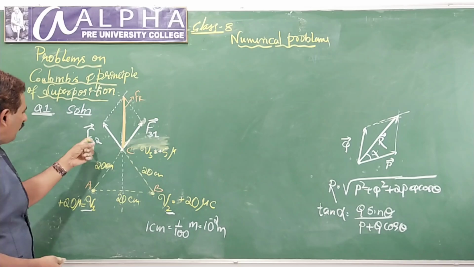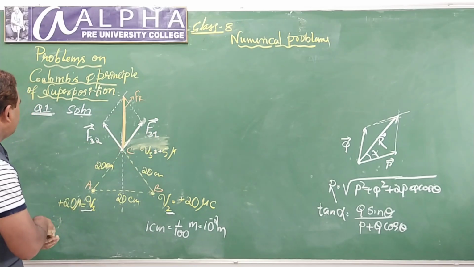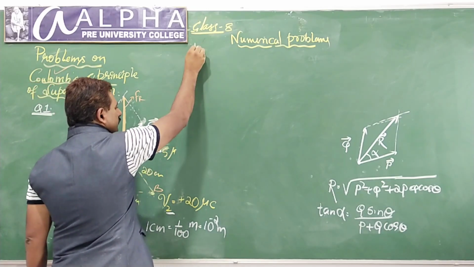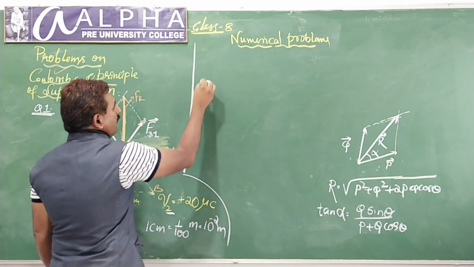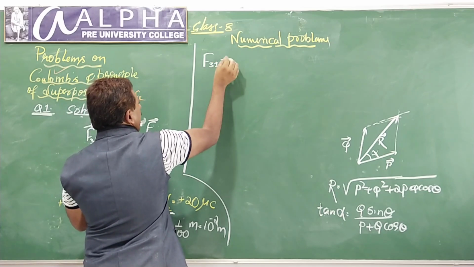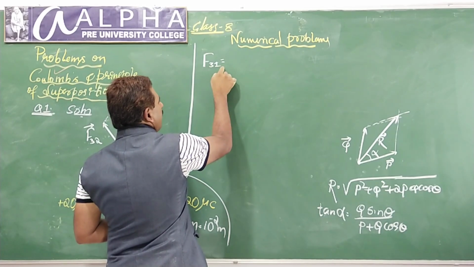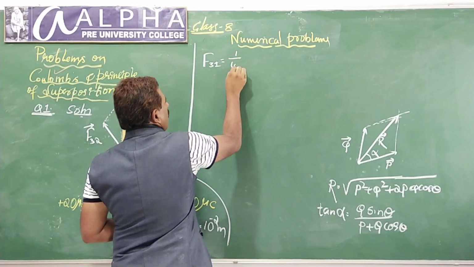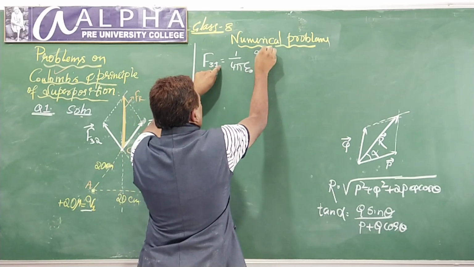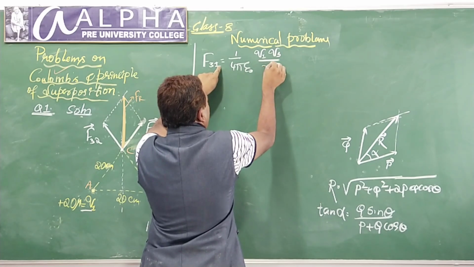Now first of all, how do you find the values of F31 and F32? F31 and F32 are found by using Coulomb's law. What is Coulomb's law? You know how to write Coulomb's law? F31. Again and again I am telling you, what is F31? Force on 3 by 1. What is the relation? 1 over 4 pi epsilon 0, Q1 Q3 divided by the distance R square.